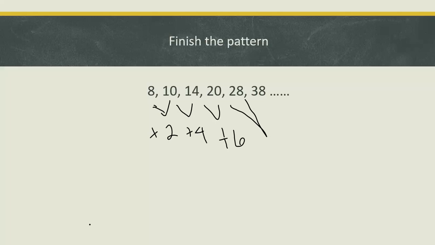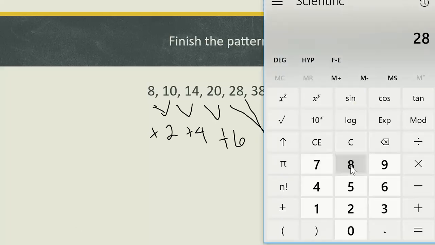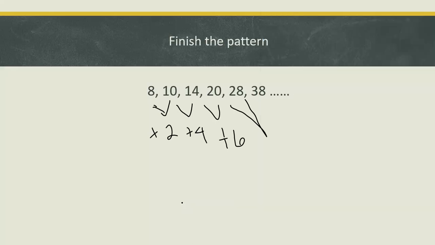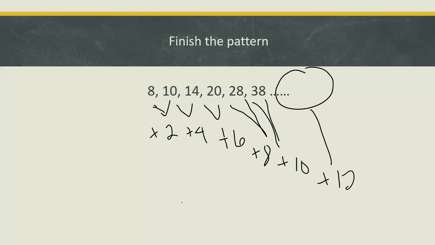Let's check it out. So again, on my calculator, 28 minus 20 is 8. So I added 8. 28 to 38. Yeah, that's plus 10. Okay, so each time I'm adding a higher number by 2. So that means after that, my next blank I can find by adding 12. So 38 plus 12 is 50. If I wanted to go one more, I would add 14.